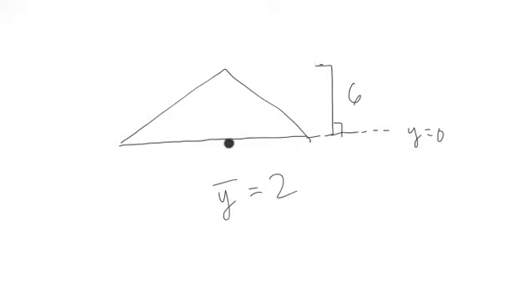Now, computing x bar would be a little bit more tricky since we don't really have a base to work off of here. But we can do something, and we'll illustrate that in another video. That is, we make 2 triangles, find the centroid of this one and the centroid of this one, and then take a weighted average of those 2 to get the actual x bar. So that's also possible, and we'll show that in another video.